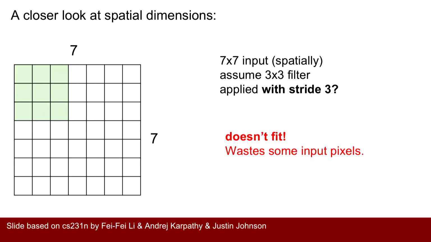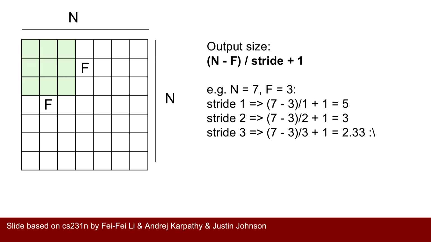If we tried to do stride 3, it would be messy because we could do the first step, but then the second one wouldn't fit. Okay. So in general, the formula for the output size, as a function of the input size n and the filter size f, is (n minus f) divided by stride, plus 1. And in nice cases, that will come out to an integer, but not always.